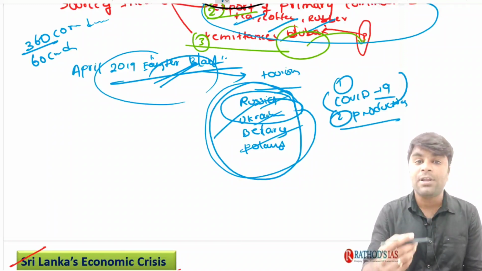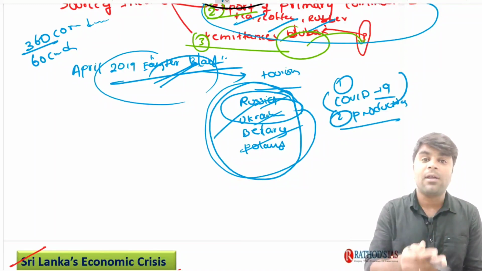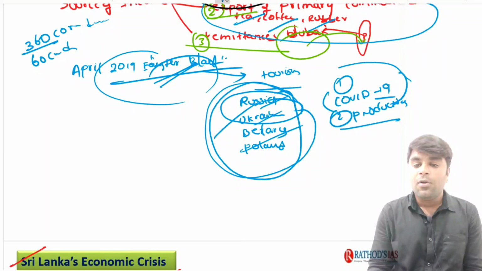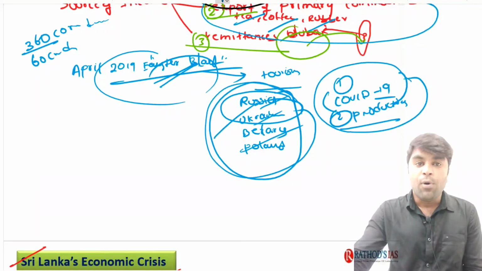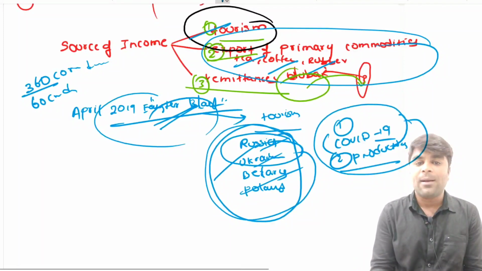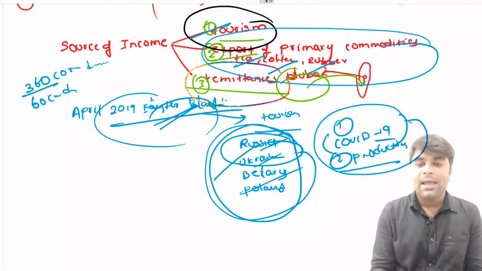The production of these commodities has fallen from the pre-pandemic level. Now, when production is falling and there is a COVID-19 pandemic, it affected the exports of these primary commodities from Sri Lanka. This is the second important thing you need to remember. And the third one is remittances.